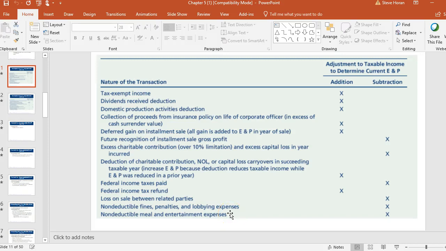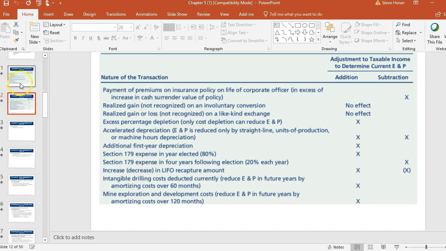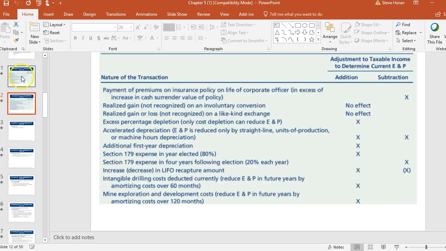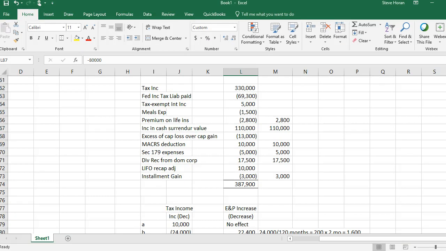Let's finish up the Chapter 5 problems. I left the screen on this PowerPoint slide on purpose. Remember, in your PowerPoint slides 11 and 12 deal with the different additions and subtractions when making adjustments to taxable income to determine your E&P calculation. Just want to remind you of those because the next problems we'll work deal with that.